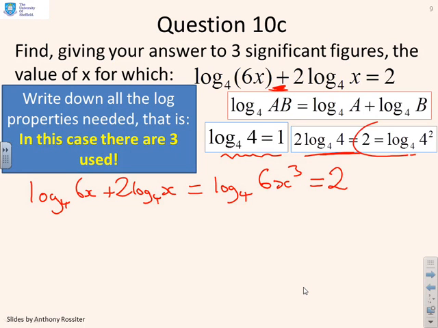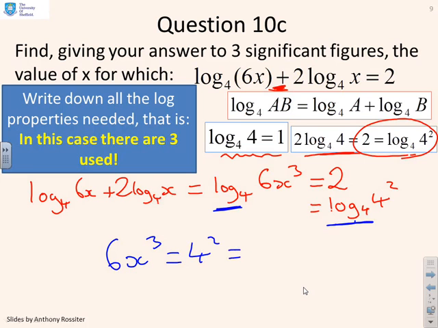But what you'll notice from what we've written here, that is also equal to log 4 of 4 squared. So now I've got a log 4 on this side and a log 4 on this side, so I can write 6x cubed equals 4 squared equals 16. And therefore x cubed equals 16 over 6. And you should be able to solve that with a standard calculator.